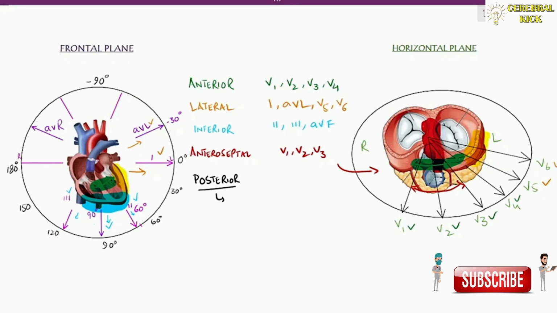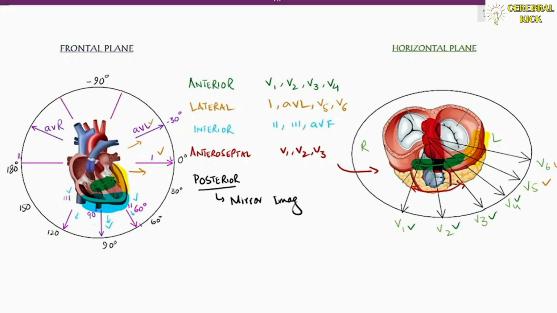So how are we able to see the posterior wall? It is through the mirror image changes. This I will explain once we are studying the ST segment changes through the MI.